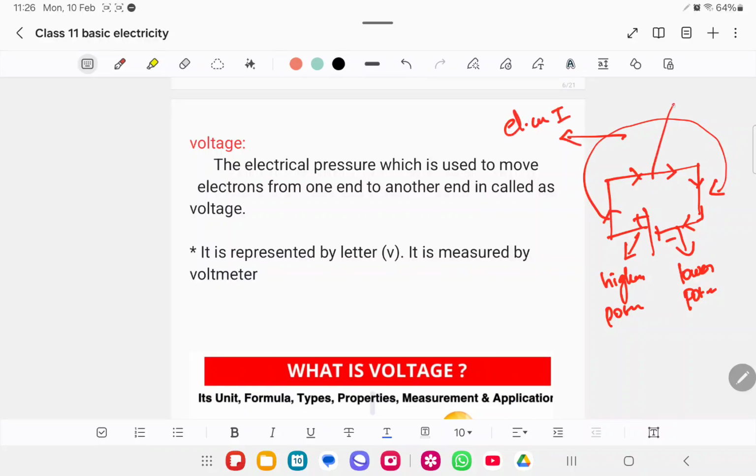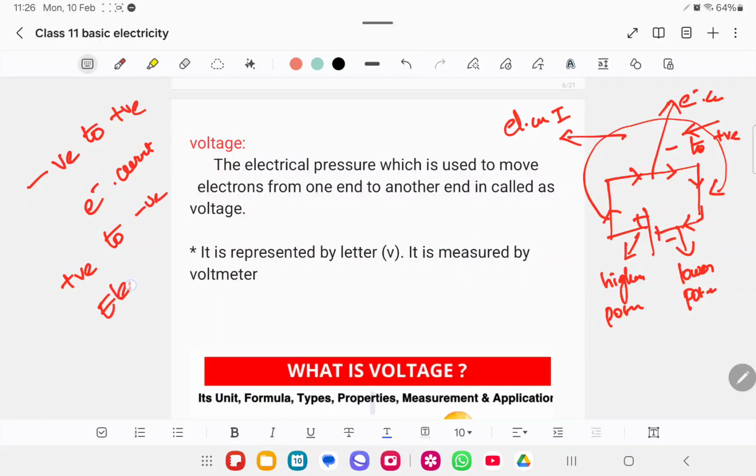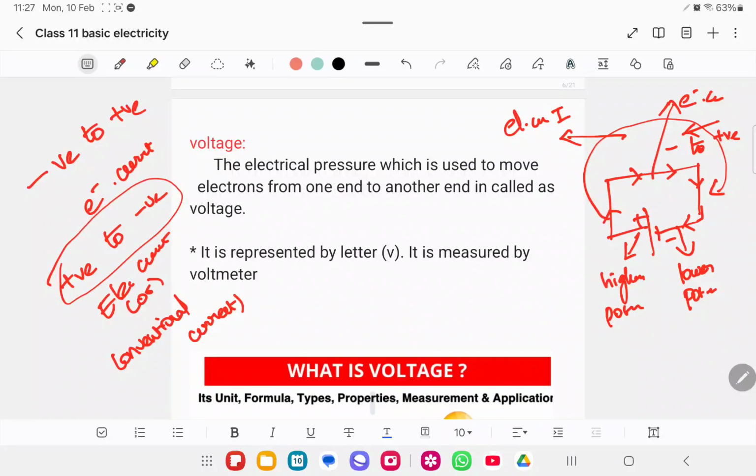But there is also electron current. This electron current flows from negative to positive. Remember this well. If the current is flowing from negative to positive, we call it electron current. When it is flowing from positive to negative, we call it electric current or conventional current. We will see this topic in upcoming chapters. Conventional current always flows from positive to negative direction, and electron current is from negative to positive direction.